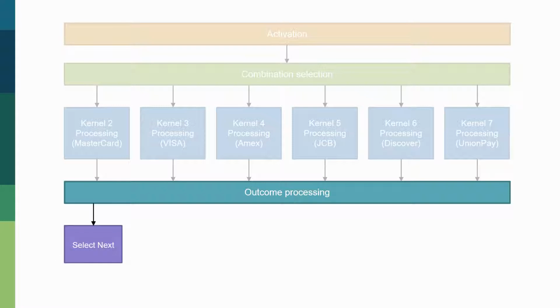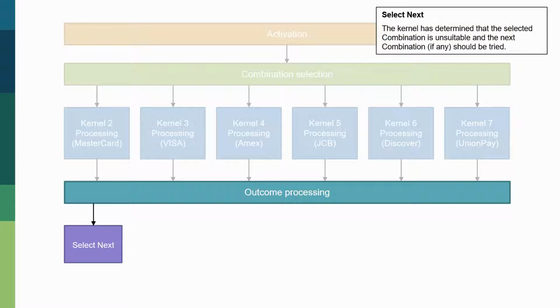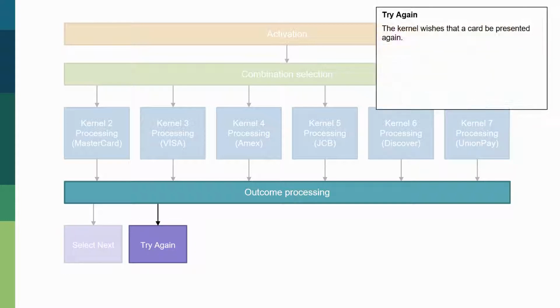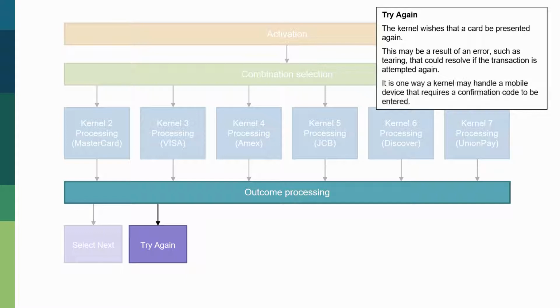The first possible outcome is select next. The kernel has determined that the selected combination is unsuitable, and the next combination, if any, should be tried. The next possible outcome is try again. The kernel wishes that a card be presented again. This may be a result of an error, such as tearing, that could resolve if the transaction is attempted again. It is one way a kernel may handle a mobile device that requires a confirmation code to be entered.